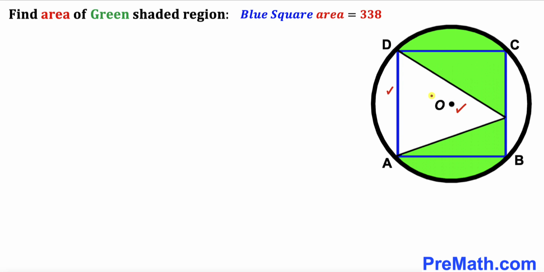Welcome to PreMath. In this video, we have got this blue square ABCD fully inscribed in a circle with the center O, as you can see in this diagram, such that the area of this blue square has been given to us as 338 square units. And now our task is to calculate the area of this green shaded region, this area and this area combined.